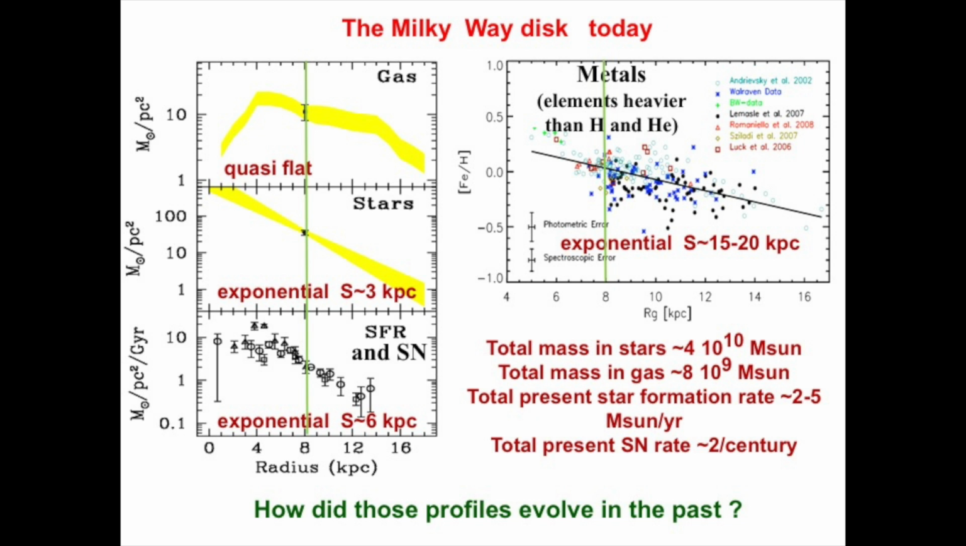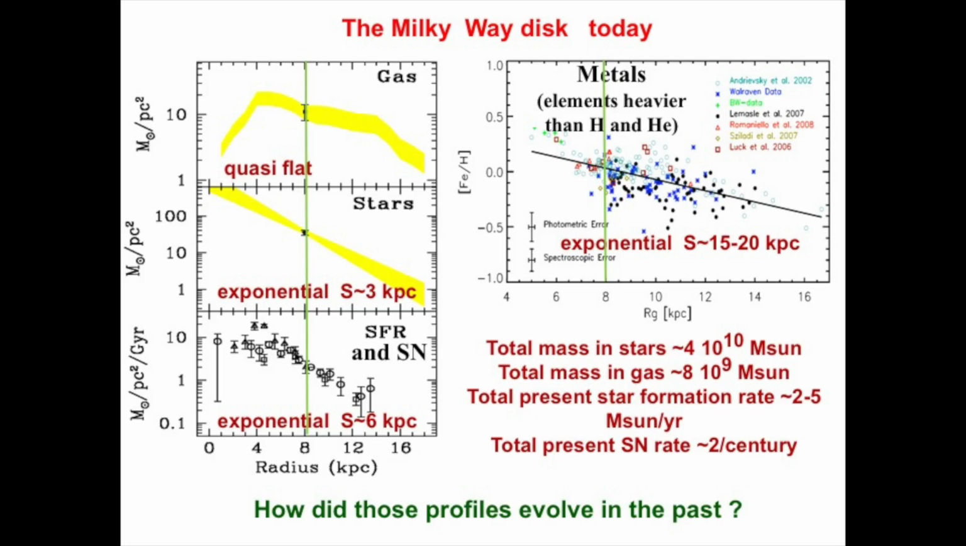We know that there are many more stars formed in the inner galaxy than in the outer galaxy. There are more supernovae in the inner galaxy also, because the massive stars explode at the end of their lives as supernovae. We shall see in a moment. And this is also exponential with a scale length of 6 kiloparsec.